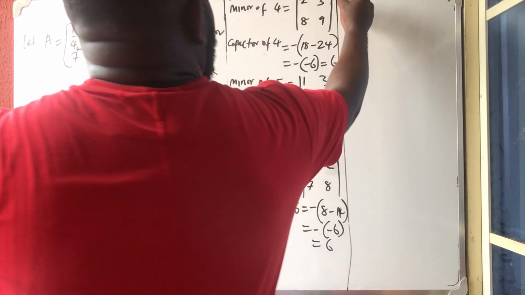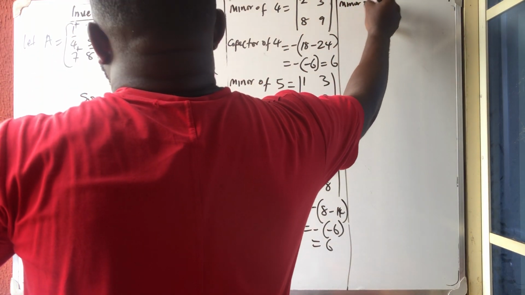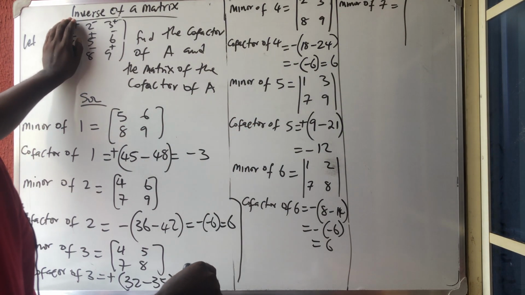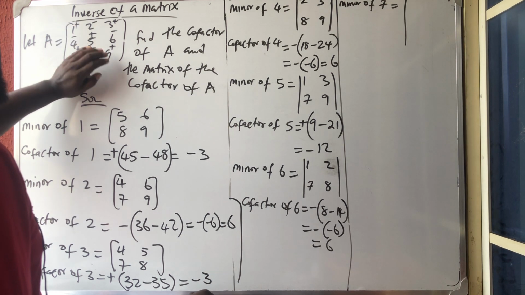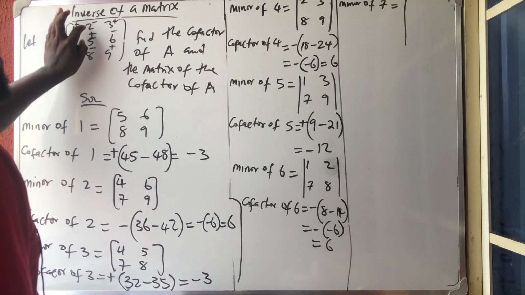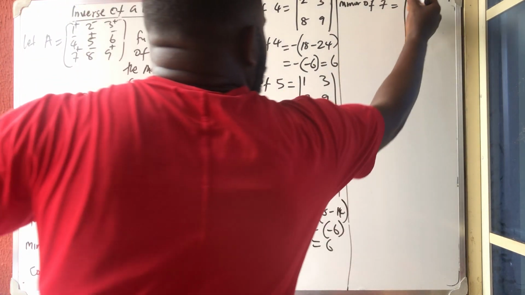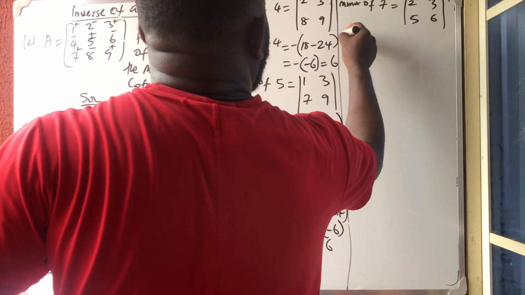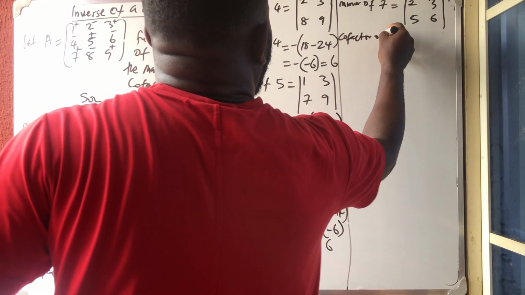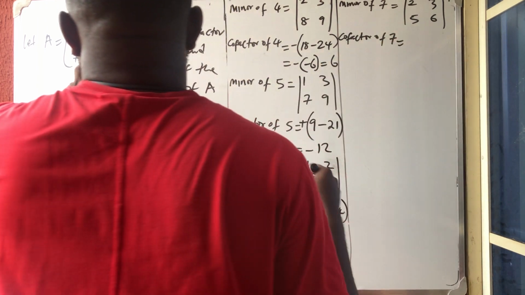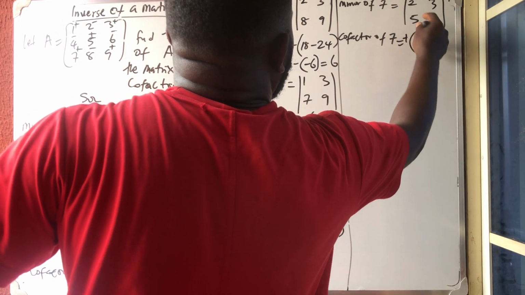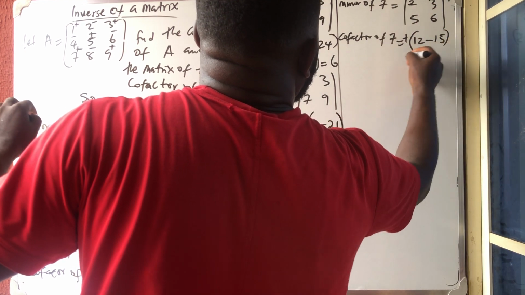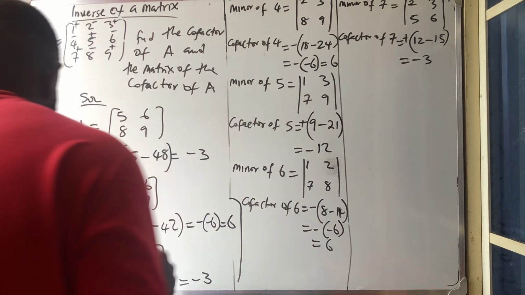So the next one is what? Minor of 7. Minor of 7 is simply close the row and column of 7. So I'm left with 2, 3, 5, and 6. Okay, so the next thing we are getting is the cofactor of 7. Don't forget that 7 is plus. So I'm going to say plus here, left, right. This time this is 12 minus, this time this is 15. So I'm left with minus 3 as my answer.